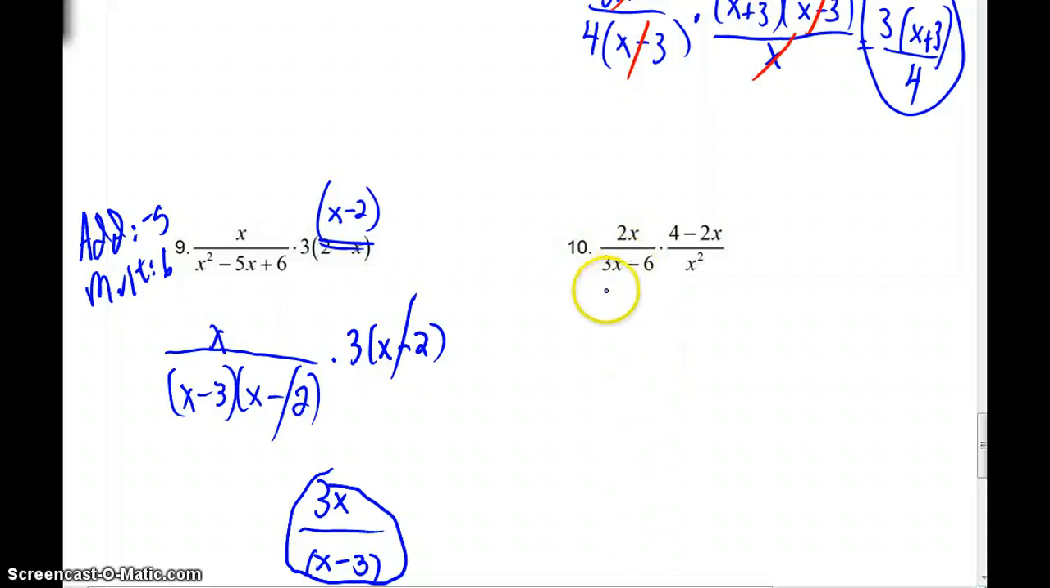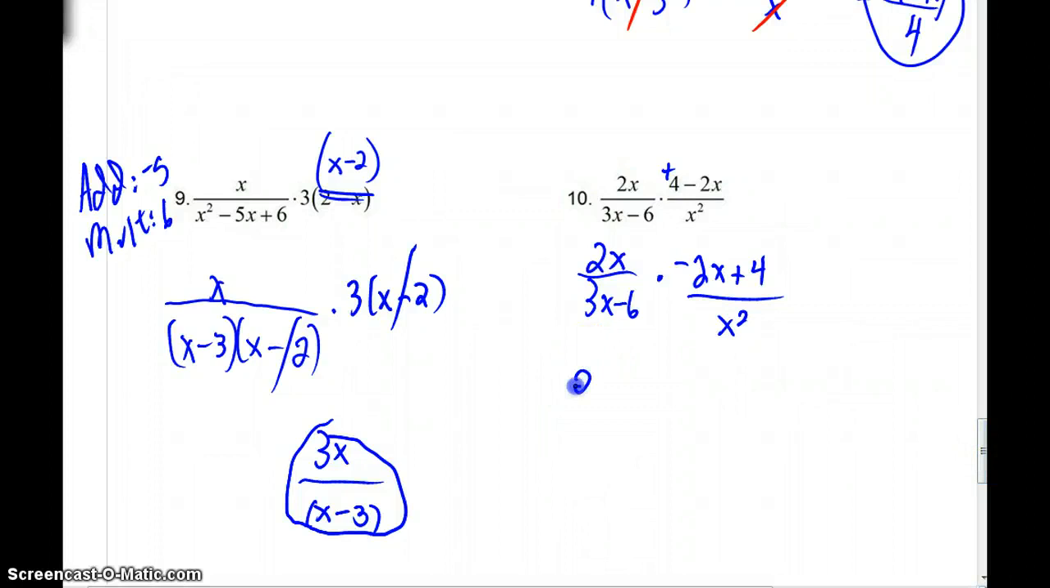Last one. This is the one that maybe surprises kids the most. It's that top right denominator here, 4 minus 2x. Let's rewrite it as negative 2x plus 4 all over x squared. It's going to look quite a bit nicer when we do that. And then factor. Look, down below I'm going to pull out a 3. I'll have x minus 2. And by the way, just as a helpful hint here, whenever we see an x minus 2 down below, it's very likely another x minus 2 can show up, so be on the lookout for that.